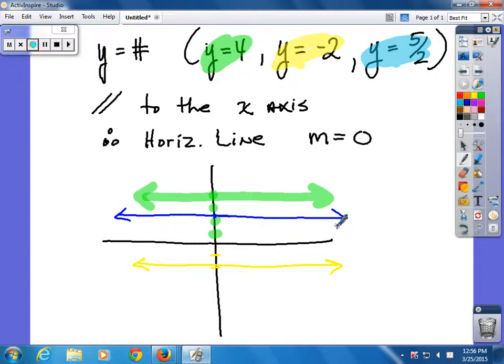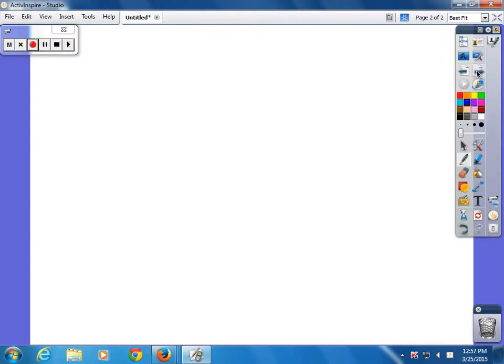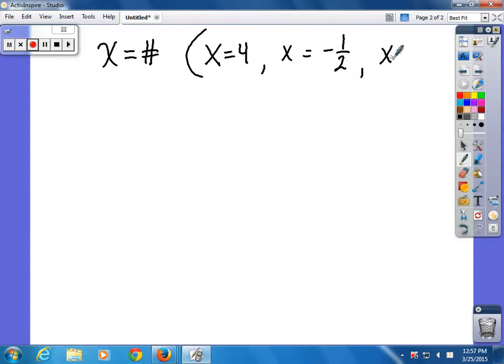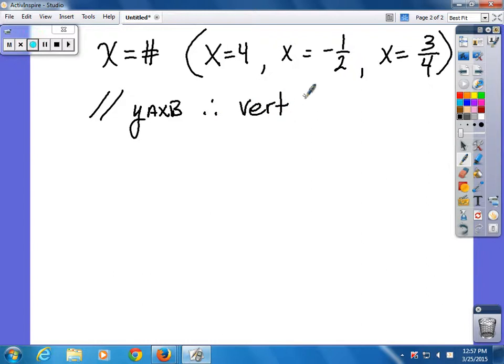Now, I think I went over this a little bit with the first part, which was before the break. But I'm bringing this up again because we're talking about parallel and perpendicular lines. When x is equal to a number, x is equal to 4, x is equal to -1/2, x is equal to 3/4, those are examples, then it is parallel to the y-axis, which means what kind of line is it? Vertical line, which means m does not exist.